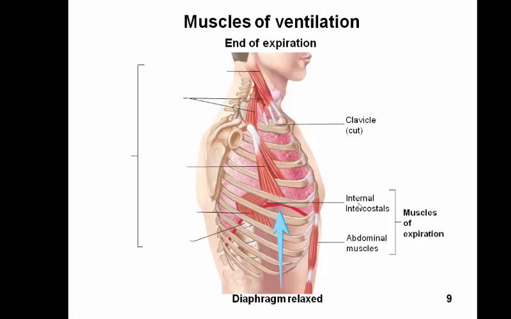So these are two major muscles of expiration that are not necessarily active all the time, but when we have a need to increase ventilation, we start to recruit those muscles more.